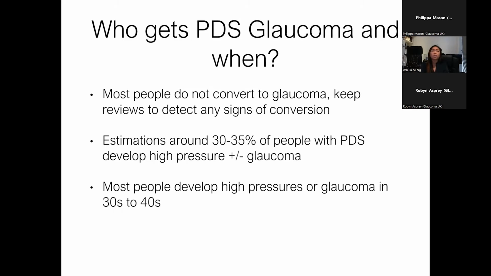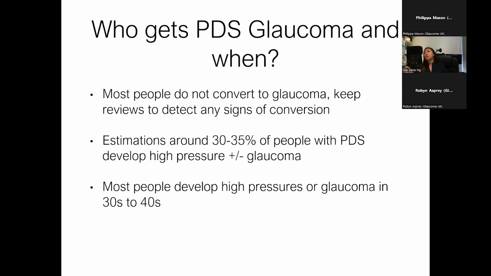So who gets PDS glaucoma and when? Well, most people, we have to bear in mind, do not convert to glaucoma. People with just pigment dispersion that has been found at a routine sight test, you should keep your review to try and detect any signs of conversion to glaucoma damage. So most people don't, but around 30 to 35% of people with PDS can scoop over to develop high pressure with no glaucoma, or they can scoop over to the other end where they develop high pressure and glaucoma.